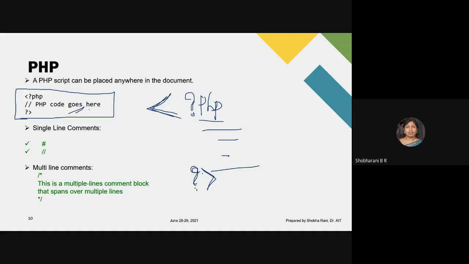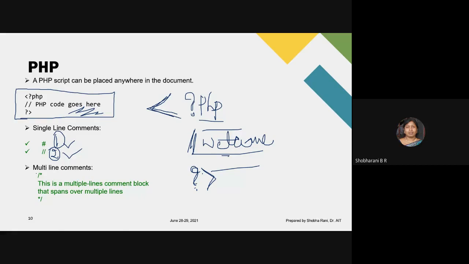You can see the code here, and every programming language definitely has a comment line, so we have comment lines here. You have two options for a single line comment. One is hash. Let us suppose I'll write welcome, and I will make this a comment line, so I'll be putting it as hash.